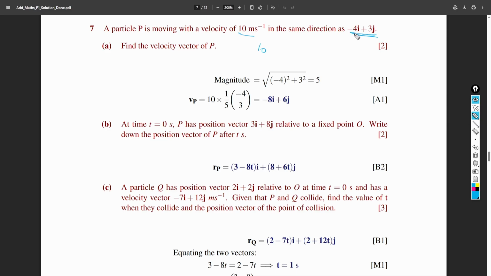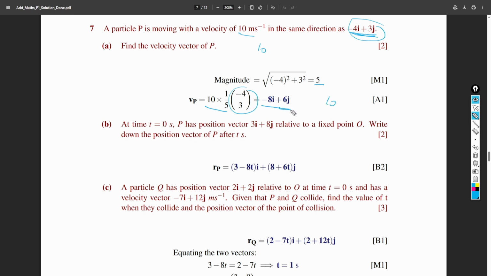So what we do is we find the unit vector. To find the unit vector, we first find the magnitude of this expression, which is we just simply square both of the terms and then square root it. Which we find to be 5. Then we divide this expression, written in this form, by 5 to get the unit vector, and then we multiply it by 10. You can check this by finding the magnitude of this, which you will find to be 10.